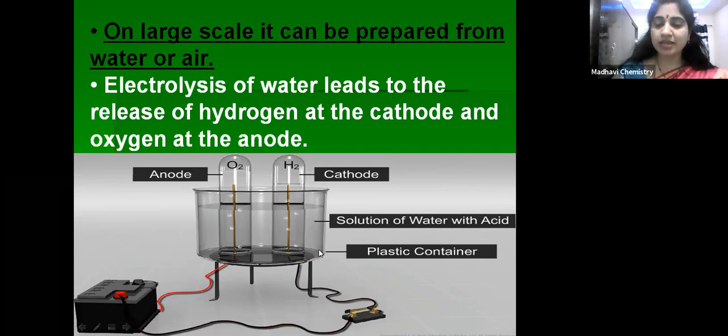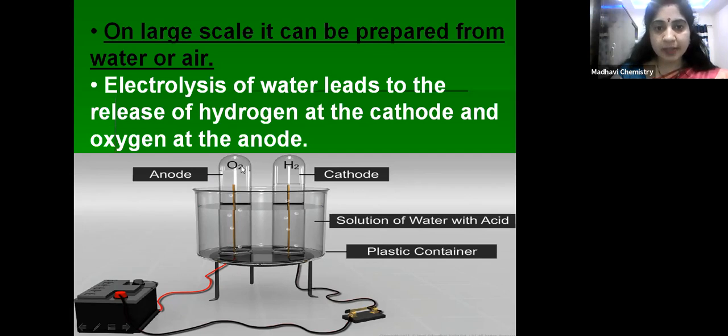Why do we have to take acidified water? Because pure water is a bad conductor of electricity. To conduct electricity, free ions are required. So that's why a little quantity of acid is added to water to increase its conductivity. So when electricity is passed through the acidified water, what happens? Oxygen is collected at the anode and hydrogen is collected at the cathode.